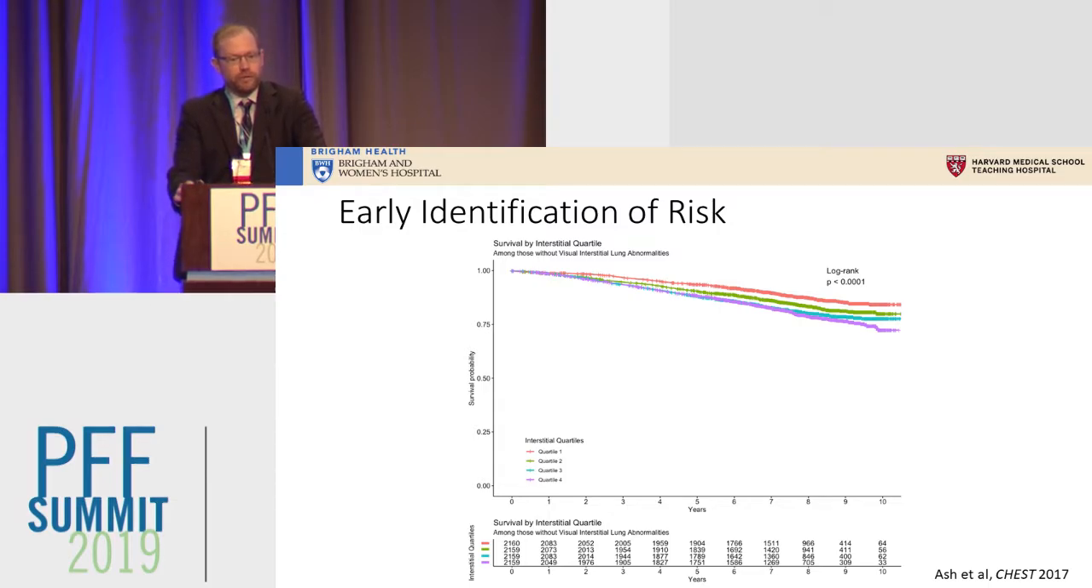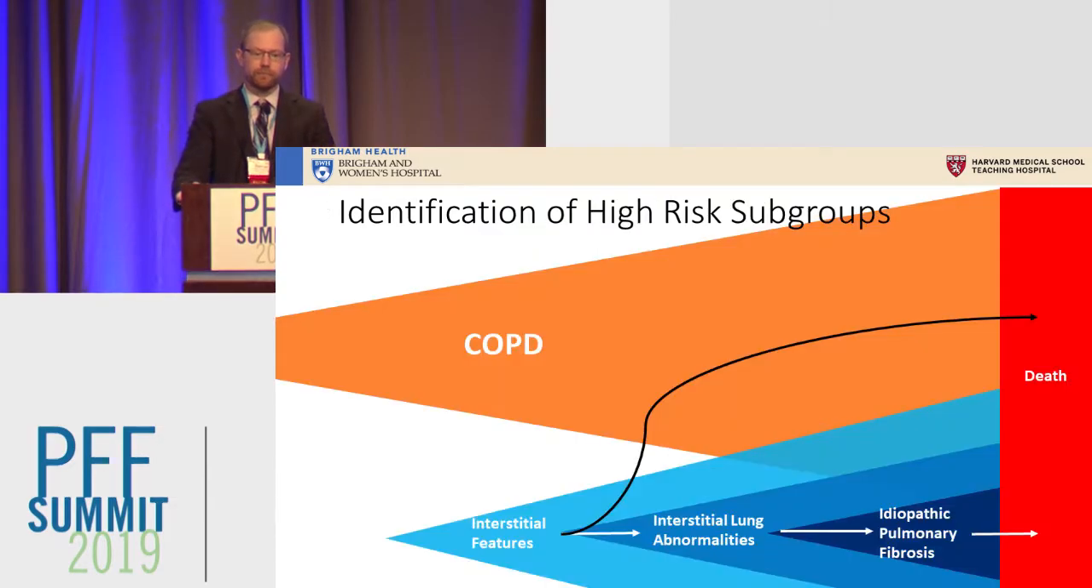This is the same sort of Kaplan-Meier analysis, now looking at those individuals who don't yet have visual presence of interstitial abnormalities. And what you can see is even in those people who are going for their lung cancer screening CT, for example, who don't yet have the visual presence of these interstitial abnormalities, the more of these interstitial features you have, the higher your mortality over time.